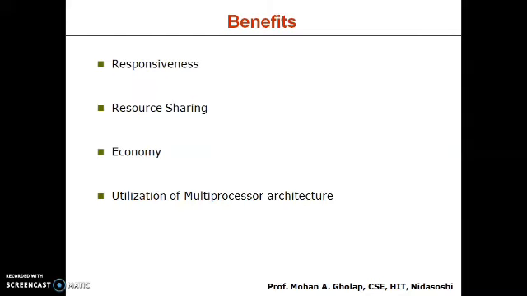The last one is the utilization of multiprocessor architecture. A multiprocessor architecture means the number of tasks will be executing at the same time. So it is possible through the multi-threaded approach. These are the four benefits of the multi-threading approach.